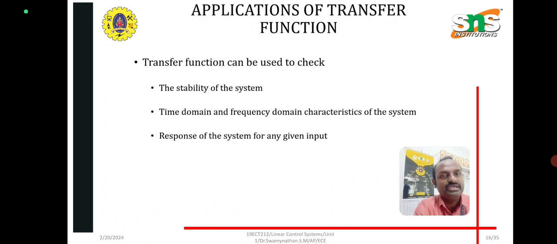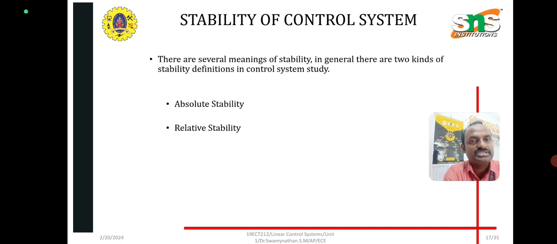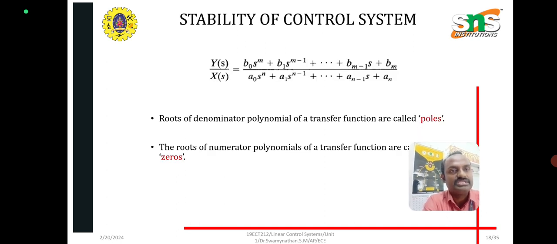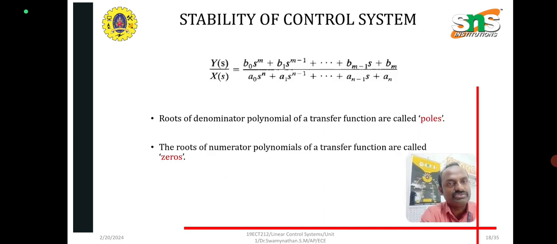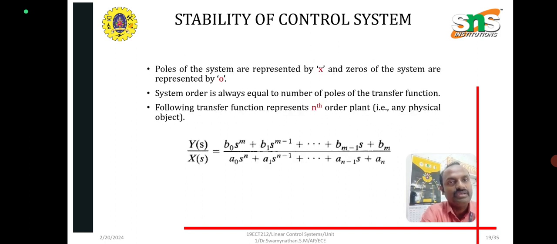Applications mean stability in the time domain and frequency domain, and the response of any system given an input. Absolute stability and relative stability, everything we use is based on the poles and zeros we discussed. If the denominator is equal to 0, then you can find the poles. If the numerator is equal to 0, then you can find the zeros. Otherwise the order is equal to the number of poles.